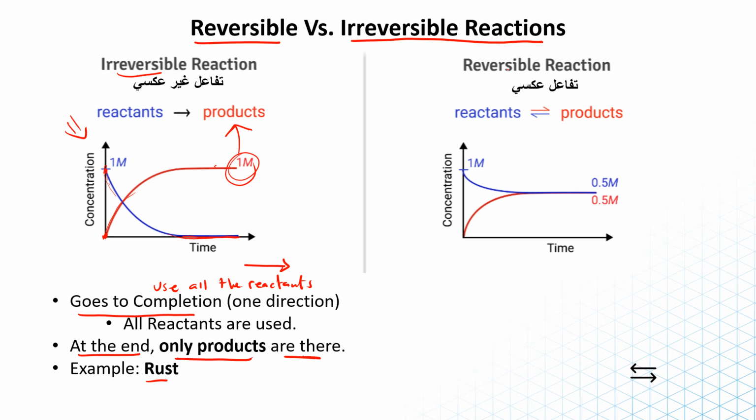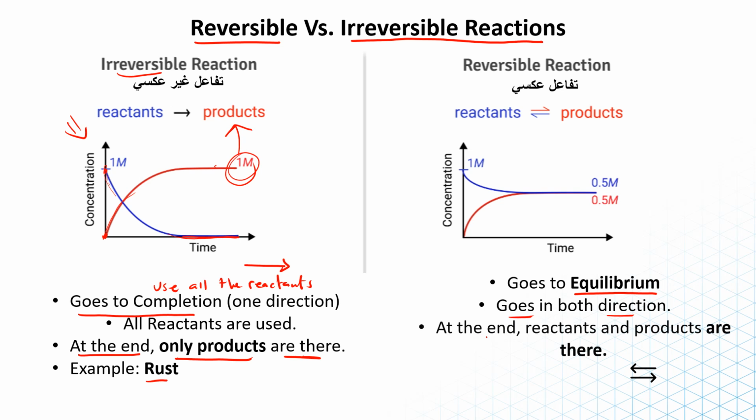Now, in reversible reactions, that is not the case. It goes to equilibrium. يعني ما يخلص, it doesn't finish, it goes to equilibrium. يروح للاتزان. Goes in both directions, يمين ويسار. At the end, both reactants and products are there. تعال نشوف هني concentration time.